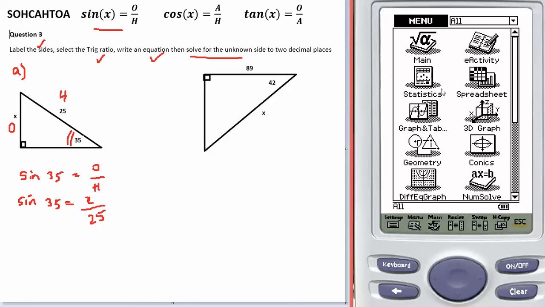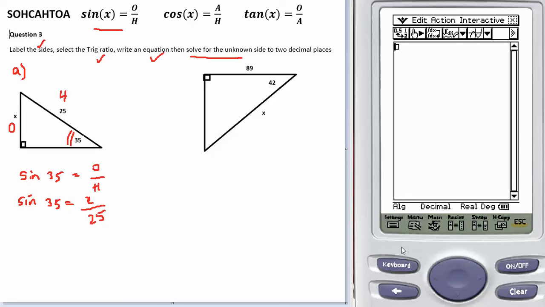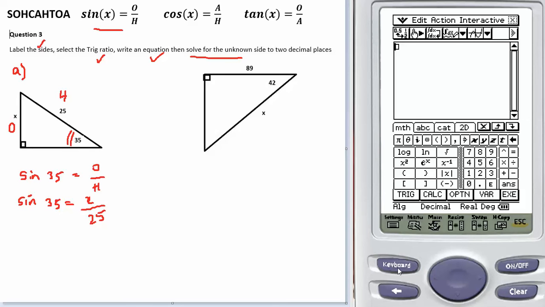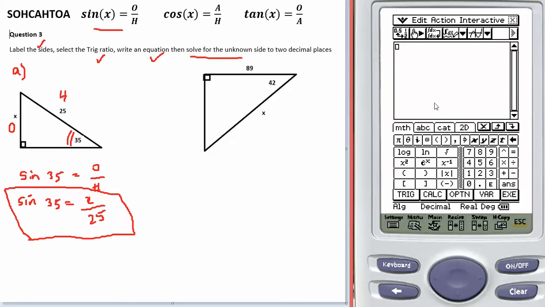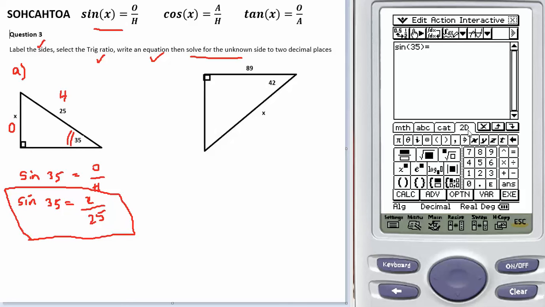Okay, I'm going to use the calculator to do my solving. I'm going to open up main. I'm going to open up the keyboard. I'm going to write this equation as it is on my calculator. So I go into math, I go into trig, and I touch sine. Then I type the angle 35, and then I close the bracket. Equals, I go into 2D, I touch fraction. On the top I put x, and on the bottom I put 25.